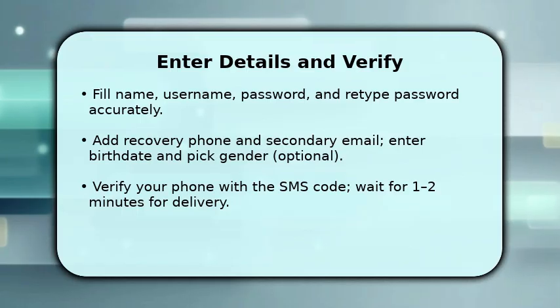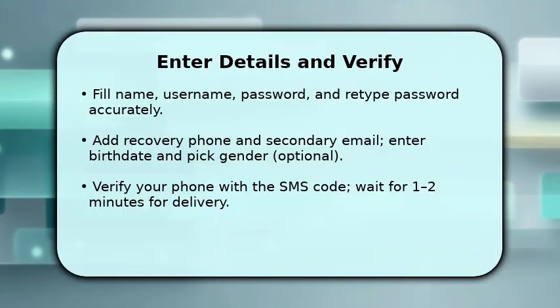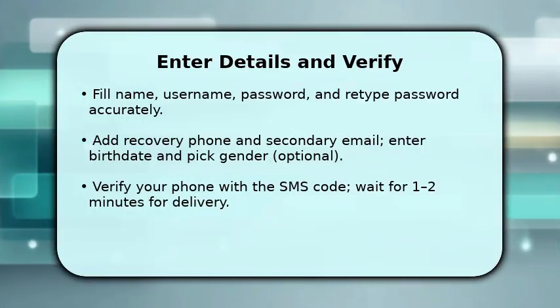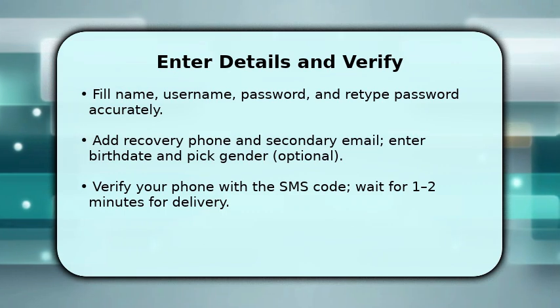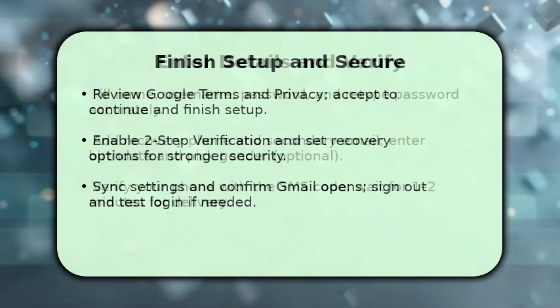When prompted, verify your phone by entering the SMS code. Make sure your phone has signal and check messages promptly. After verification, you'll be prompted to continue to privacy and terms. Complete the setup by reviewing the terms and privacy settings, then accept to finalize the account.